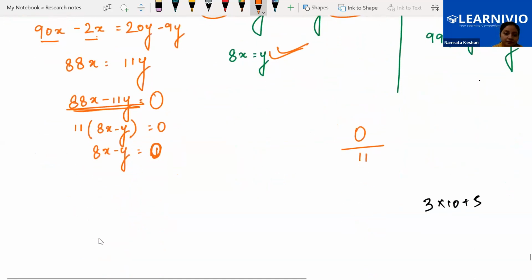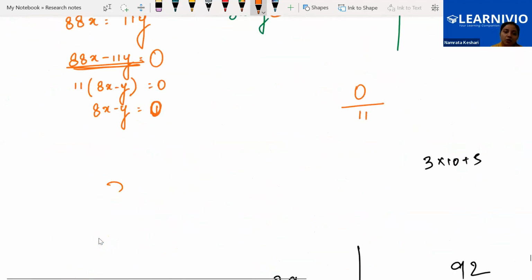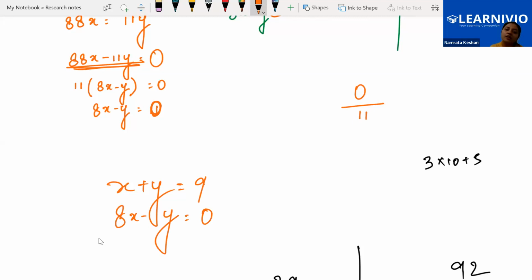Okay. So one of the equations is x plus y is equal to 9, and the other equation is 8x minus y is equal to 0. Now we just have to solve these two equations to get the value of x and y. Please solve these two equations and let me know what you are getting as x and y.